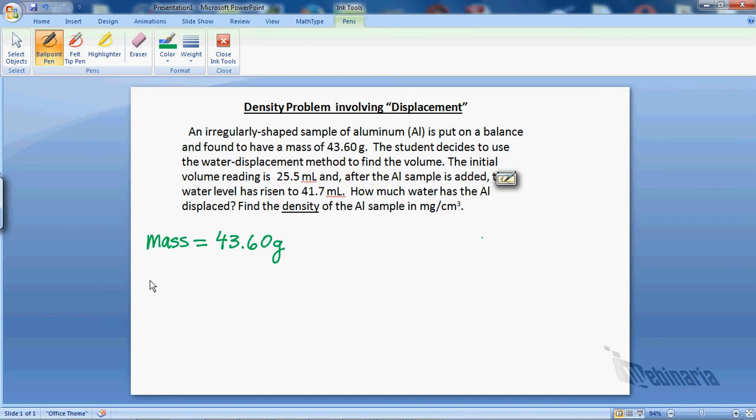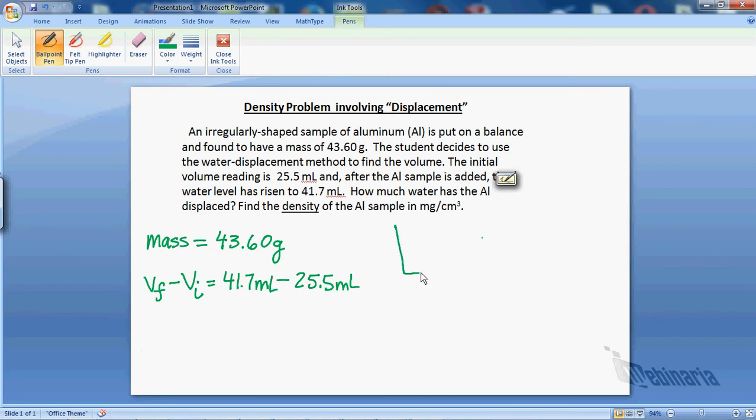Now the volume is going to equal the difference in the final volume of the water minus the initial volume of the water. That would give you the amount of water that is displaced. So that would be 41.7 milliliters minus 25.5 milliliters.